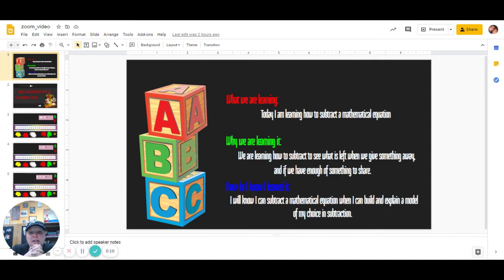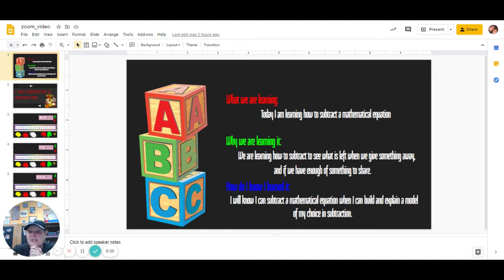So we're still learning. Our A is, what are we learning? I'm learning how to subtract with a mathematical equation. We are learning it so that we can see what is left when we give something away, or if we have enough of something to share. That's why we subtract. And how will you know that you have learned it? Again, you are going to be able to build a mathematical equation, model, and explain it using subtraction.